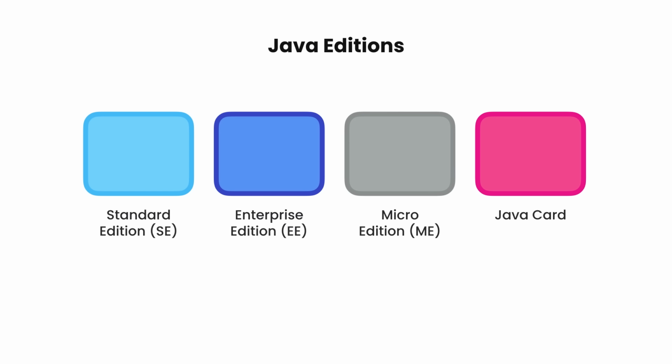We have Java Micro Edition, which is a subset of Java Standard Edition designed for mobile devices. So it has libraries specific to mobile devices. And finally, we have Java Card, which is used in smart cards.